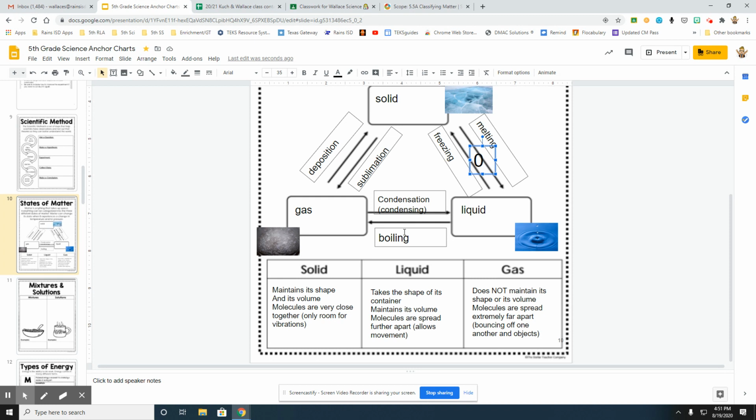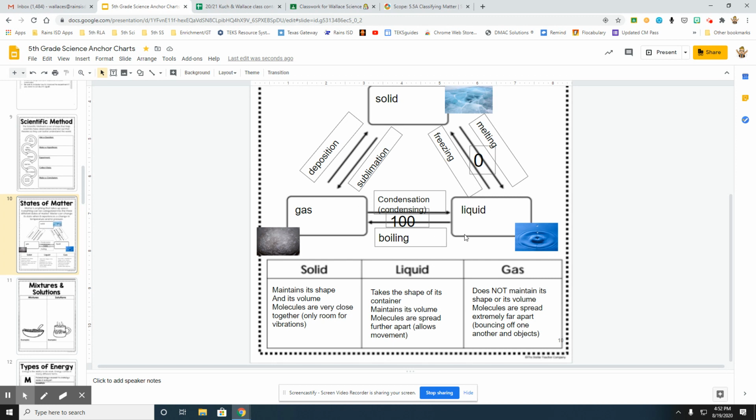What about boiling? If we're talking about pure water, put a little box right here. Pure water, not water that has Kool-Aid mix in it, not water that has salt in it, just pure water. What temperature do you think? It's a lot more than a 0. It's 100 degrees Celsius. 100 degrees Celsius is what pure water will boil at. Or if we're removing heat, it's going to condense, or condensation is going to happen, okay?